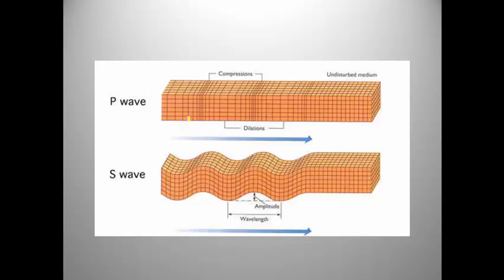So that's a P wave, and you can see that is basically just areas of compression. Those are the primary waves, and like I said, they go through solids and liquids, but this is an S wave, which just goes through solids, and it's a transverse wave, so it goes up and down, up and down, up and down.